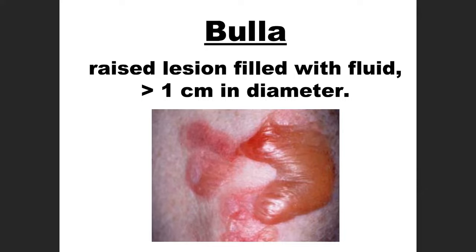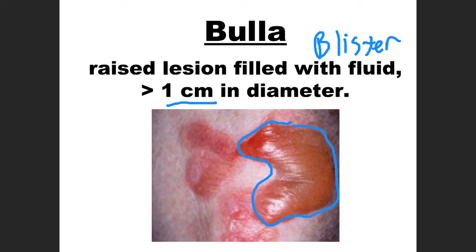A bulla. Well, I like to think of a bulla as a large blister on the skin, which can happen with certain types of infections of the skin. It's greater than a centimeter in diameter and doesn't necessarily have to be round, but it's fairly large and fluid filled. It's different from a vesicle because a vesicle is less than a centimeter.